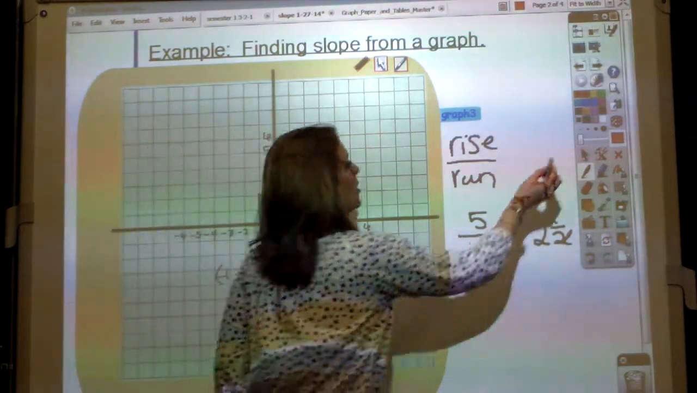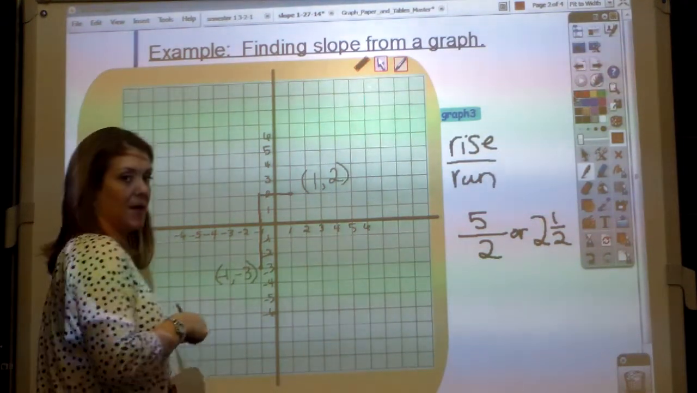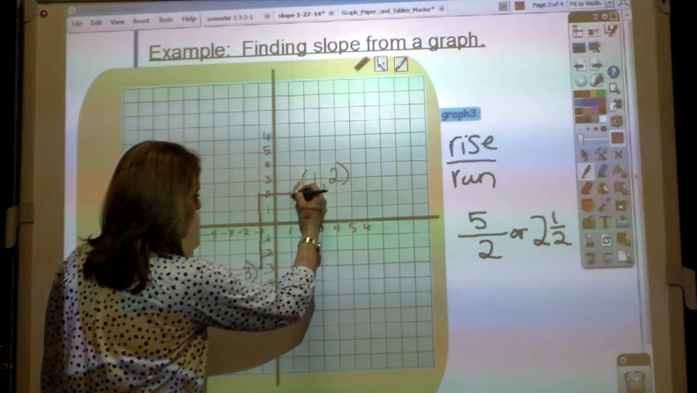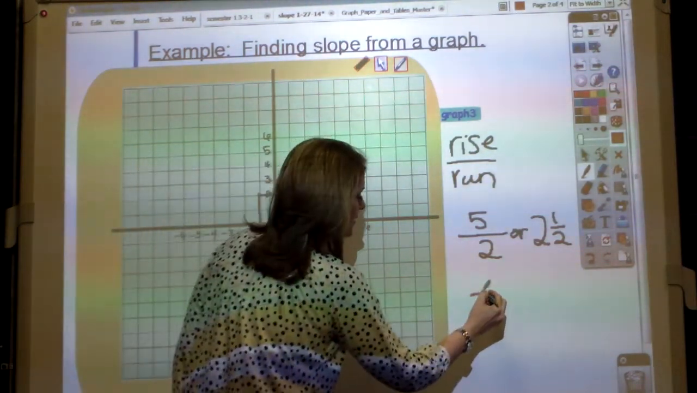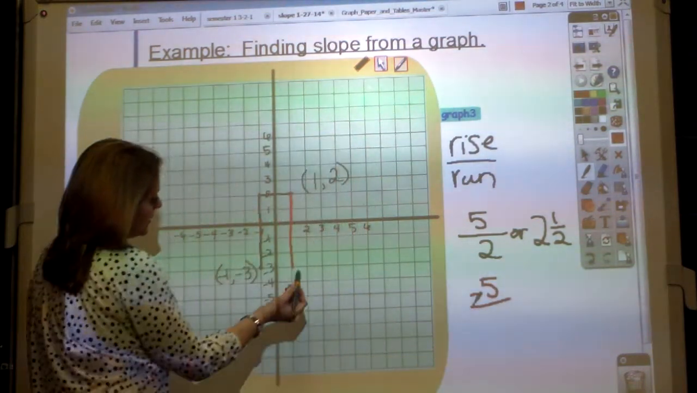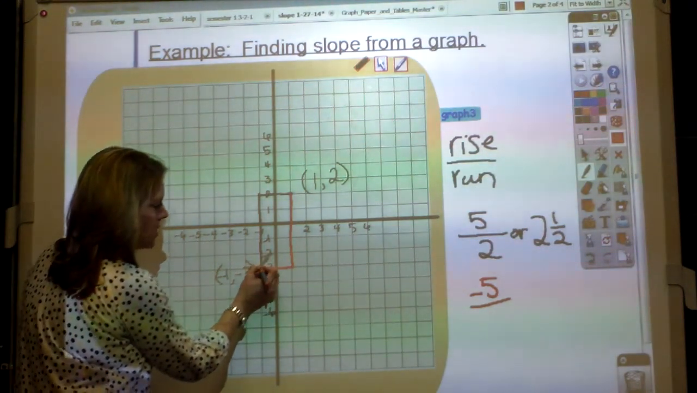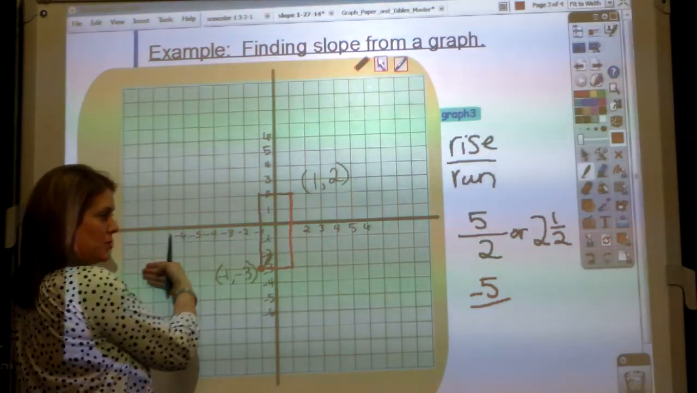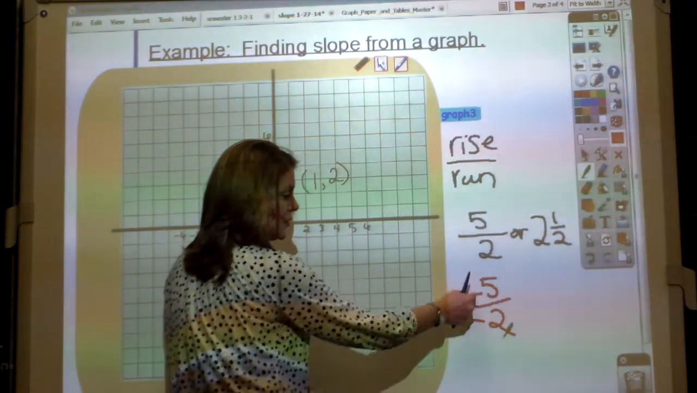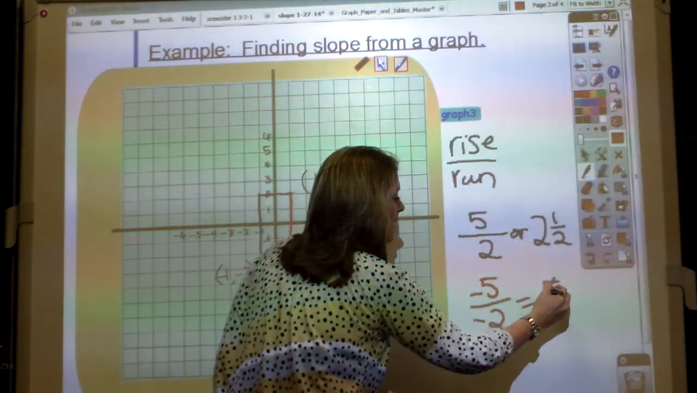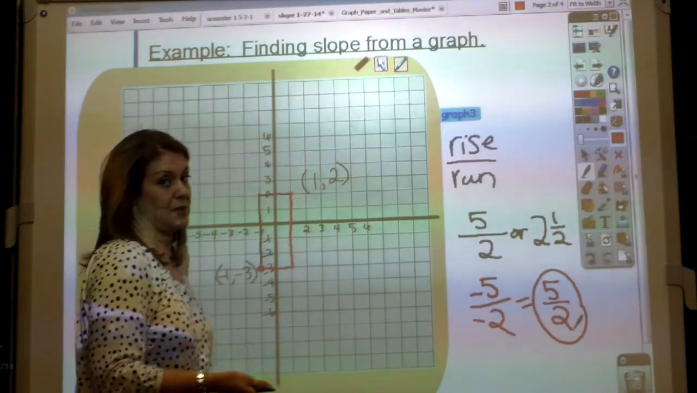Now you can also go from (1, 2) down to (-1, -3). We'll be going down 5. So here we'll do this in a different color. When you go down 5, that's a -5. Then to get to that (-1, -3), we have to go left 2, which when you go left, we're going towards those lower values, so that's going to be a -2. -5 over -2, negative divided by a negative is still going to be a positive. So there's 2 ways that you can move, and you'll get the same slope.